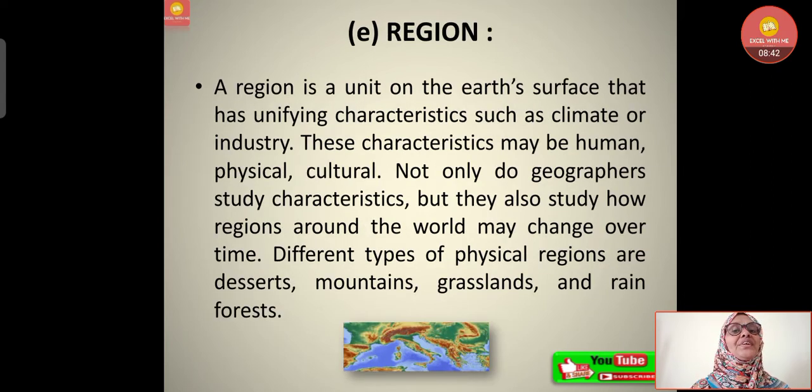So the next theme, that is region. A region is a unit on the earth's surface that has unifying characteristics such as climate or industry. These characteristics may be human, physical, cultural. Not only do geographers study characteristics, but they also study how regions around the world may change over time. Different types of physical regions are deserts, mountains, grasslands and rainforests. So these regions are also a very important theme of geography. People try to understand what kind of region they belong to. So physical and cultural. Physical, that is maybe desert area, maybe mountainous or grasslands or rainforests. Even the cultures will differ because of the region.